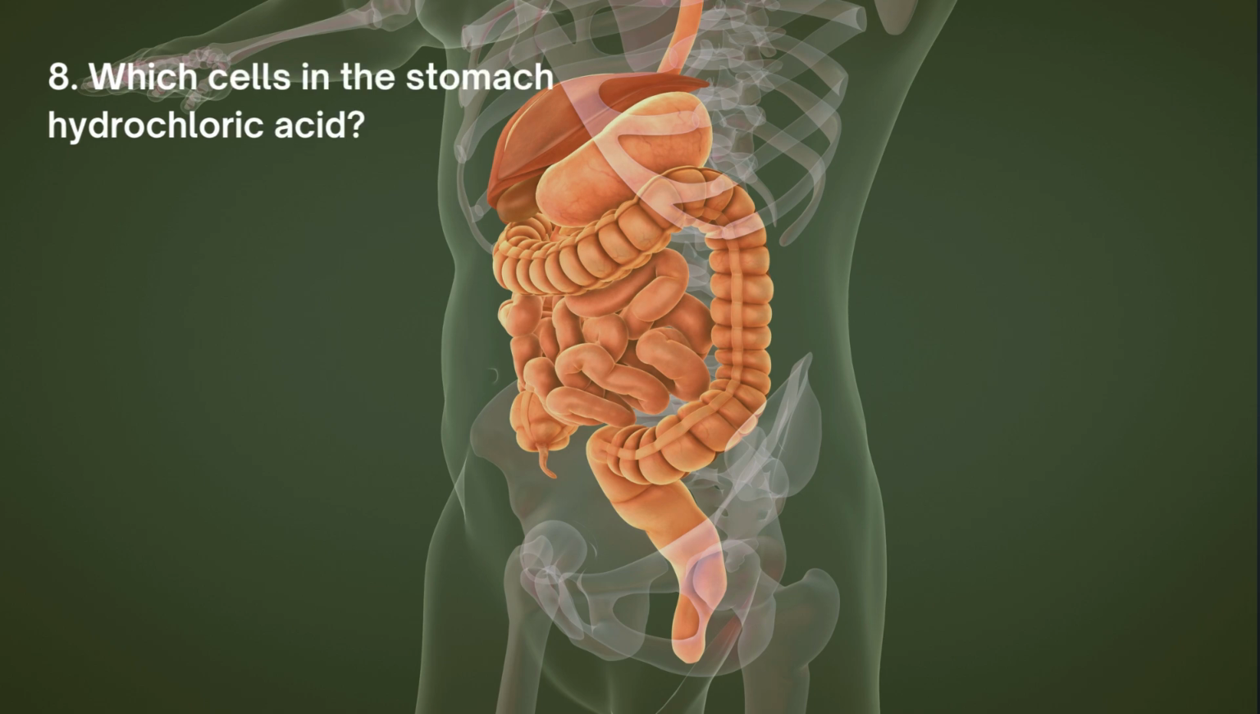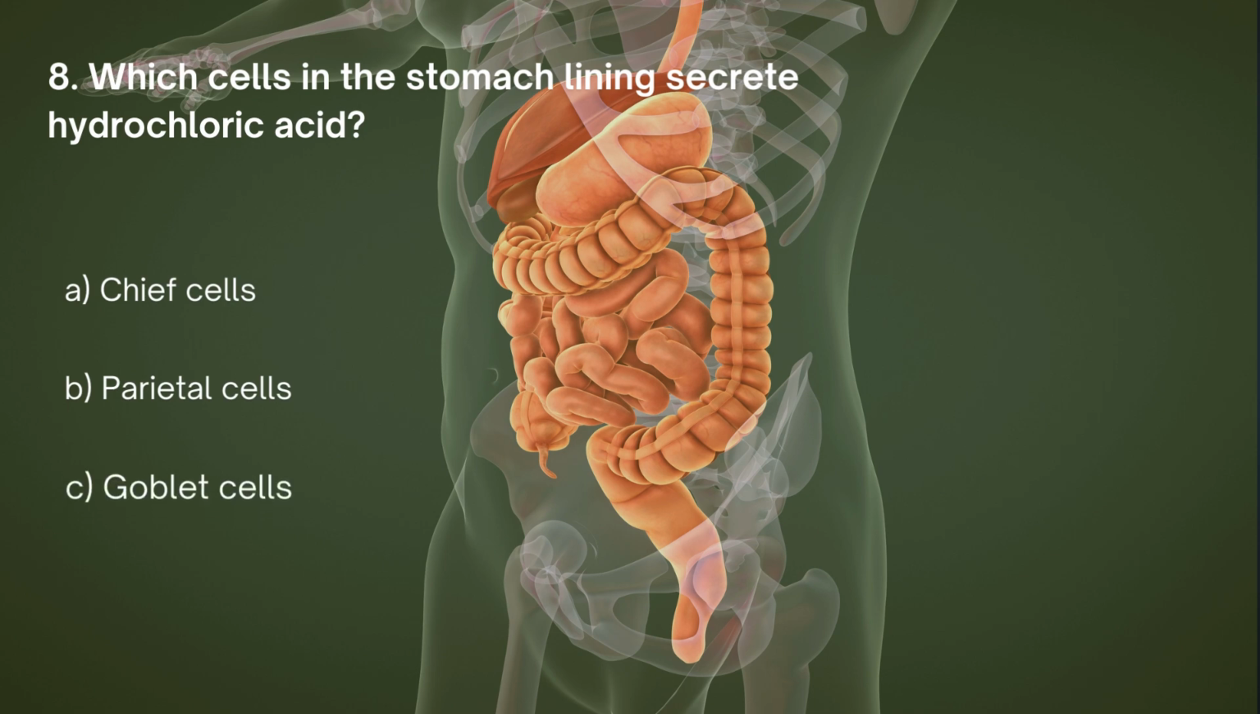8. Which cells in the stomach lining secrete hydrochloric acid? A. Chief cells. B. Parietal cells. C. Goblet cells. D. Acinar cells.